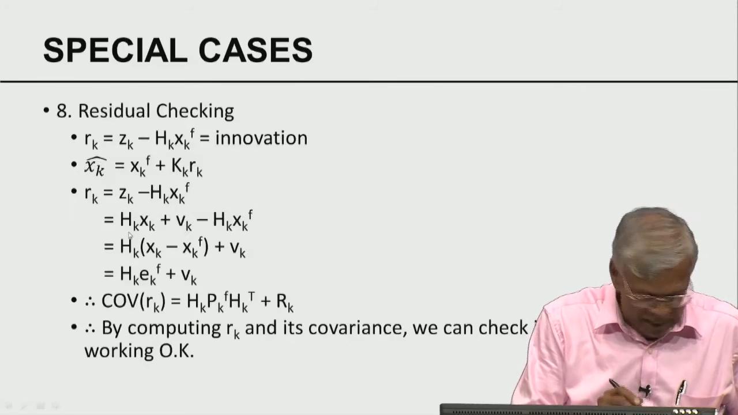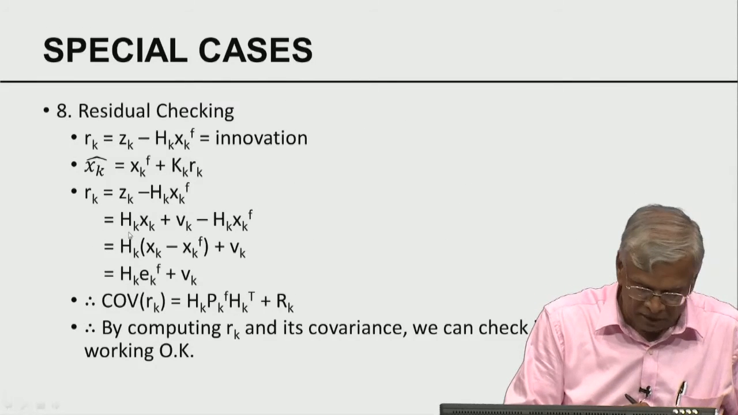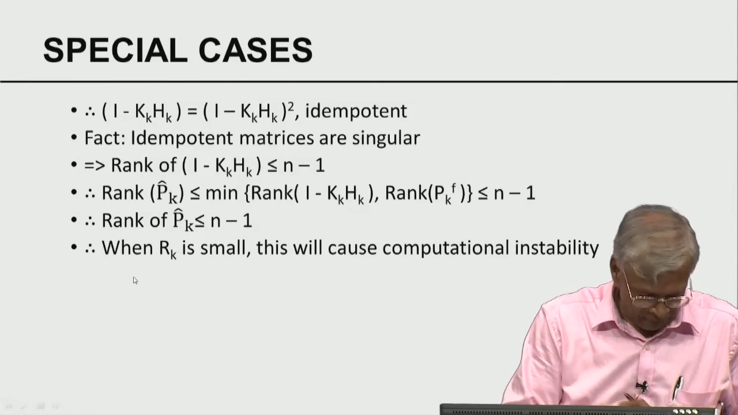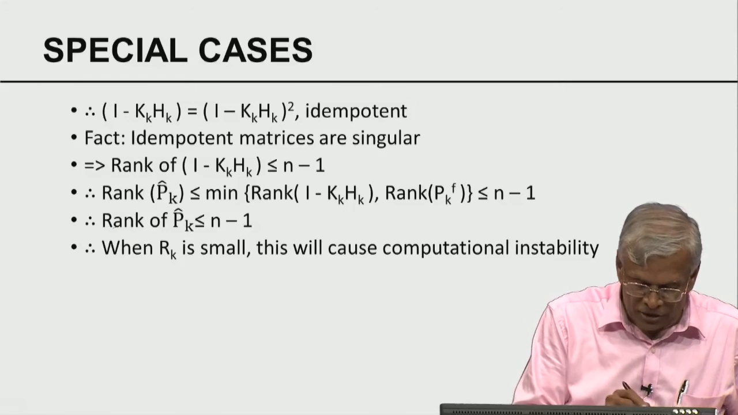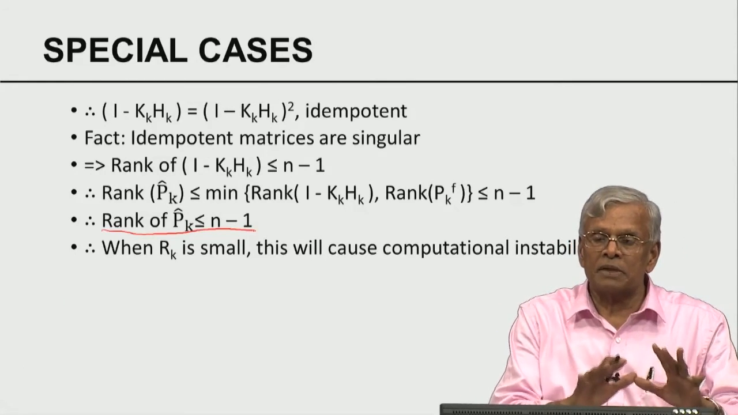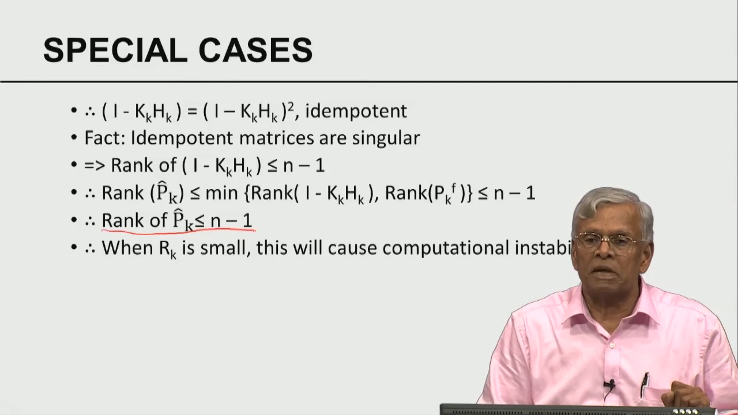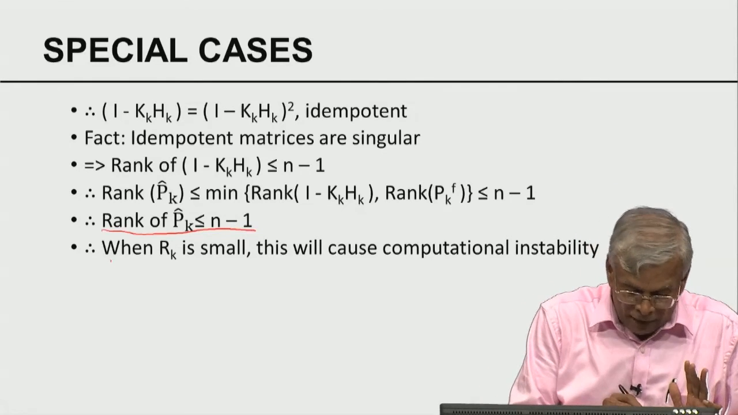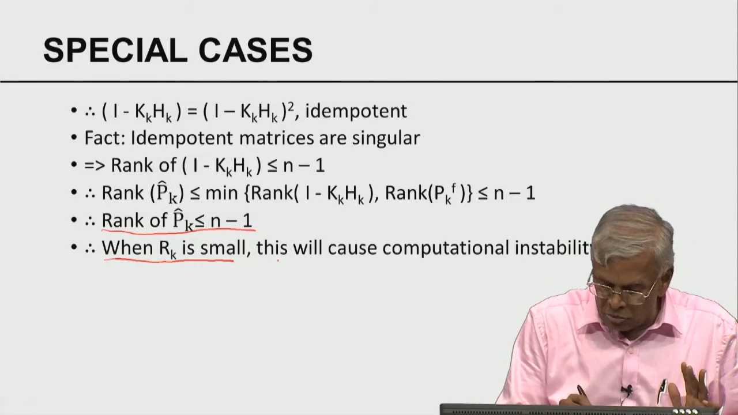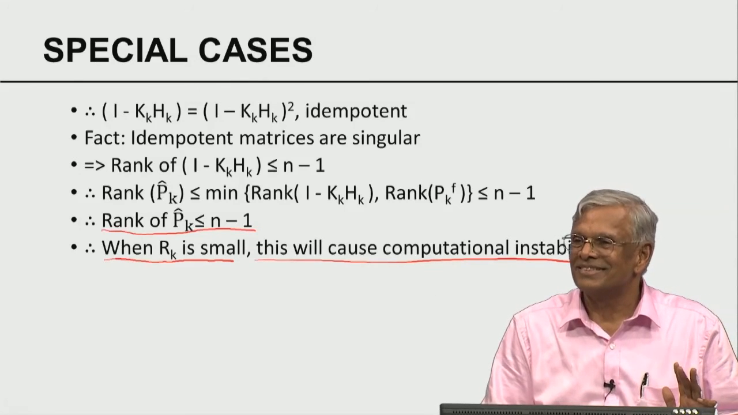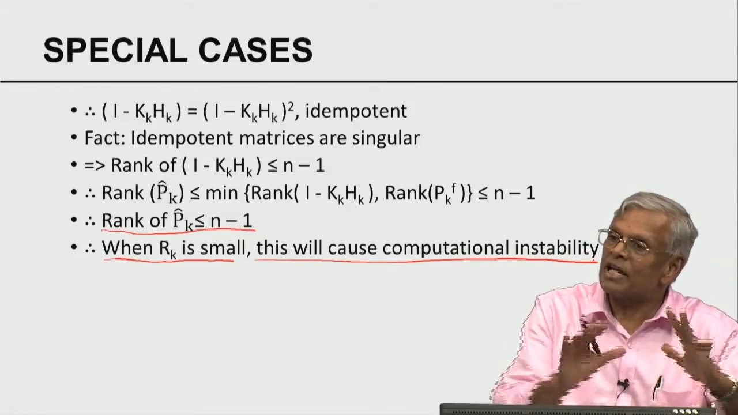Therefore, the rank of P_k, exactly as I have talked about, sorry. From here you can see the rank of P_k is less than or equal to n minus 1, so that matrix may not be SPD, and if that matrix is not SPD, there could be computational difficulty. Therefore, what is the story? When R_k is small, this could cause computational instability. That again comes from the analysis of the special case.